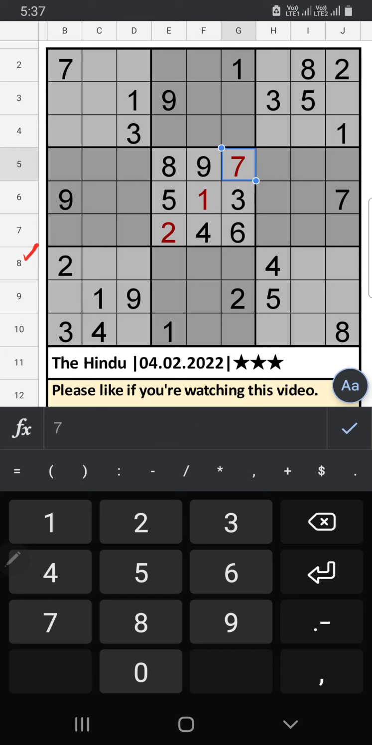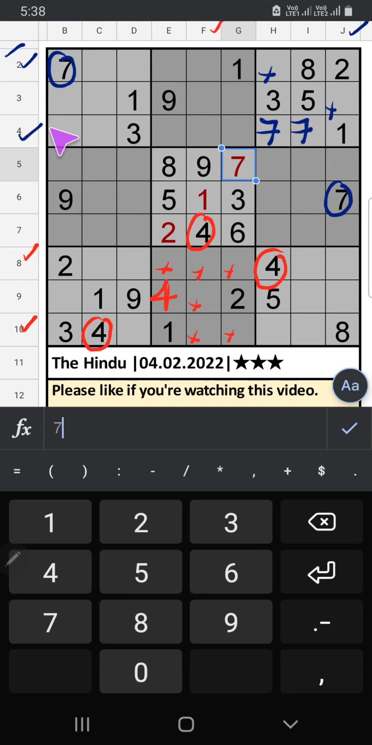Eighth row and 10th row, we have 4. Column F also we have 4. So 4 can't come in these cells. Then 4 is confirmed here. Column J and second row we have 7. So 7 can't come in these cells. 7 will come in any one of the cells. We will confirm later.